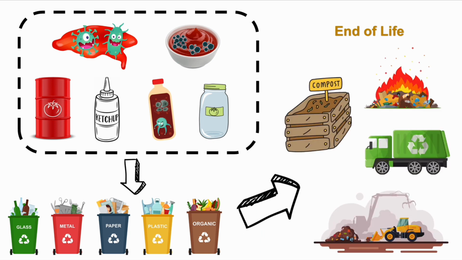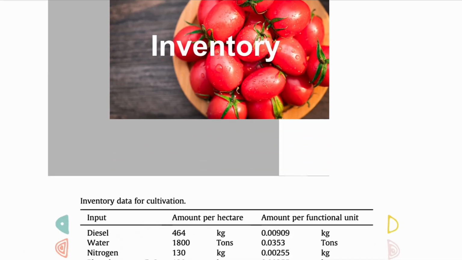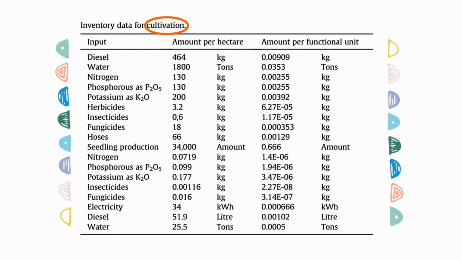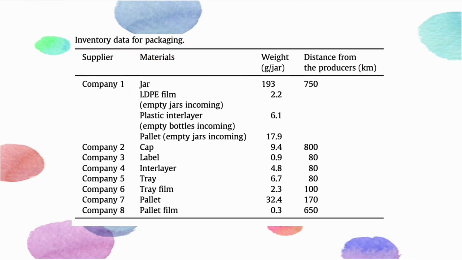The system boundary is mentioned, and the inventory data investigated is based on the 3 stages of planting, processing, and packaging. At the planting stage, the input at this stage is listed. During the tomato paste processing phase, the electricity, gas, and water consumed by these steps were calculated. In the packaging phase, 8 different materials used by different companies in the production of tomato paste are listed.